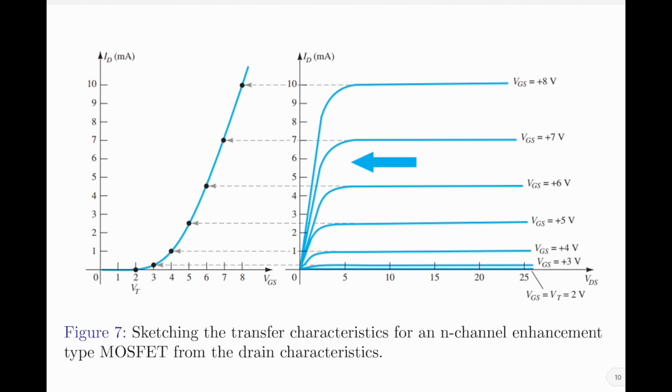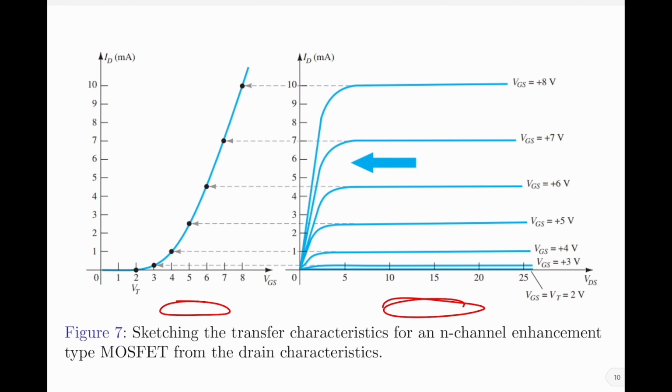Lastly, let us have a brief discussion about the transfer characteristics of the MOSFET as well. Figure 7 here indicates the drain characteristics, which is shown towards the right side, and the transfer characteristics, which is shown towards the left side of the N-channel enhancement MOSFET. But please note, we have now set them side by side so as to describe the transfer from one to the other.